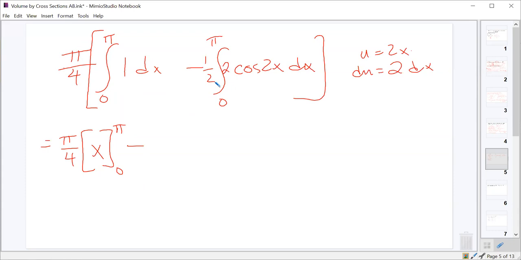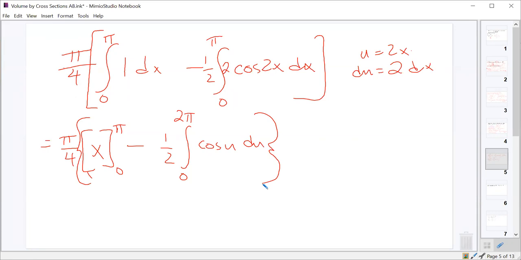And this becomes minus 1/2, and I'm going to make sure that pi over 4 still gets applied to everything. Minus 1/2 of the integral, and it's no longer going to be 0 to pi. What's it going to become? It's going to become 2 times 0, still 0. And it's not going to be pi, it's going to be 2 times pi. And now it's an integral of cosine u du. Everybody good there?